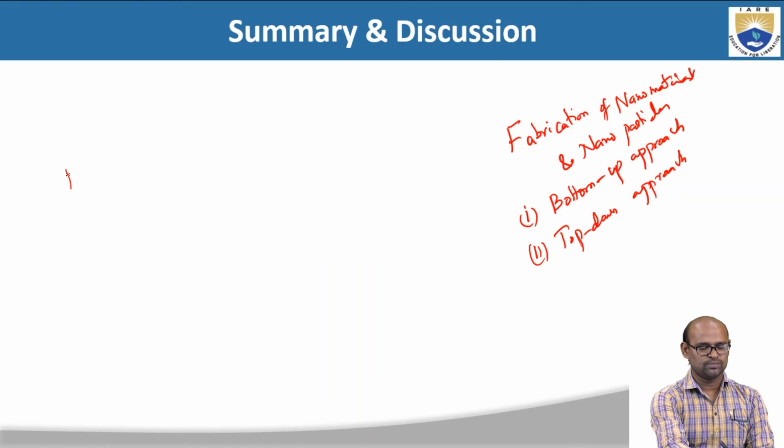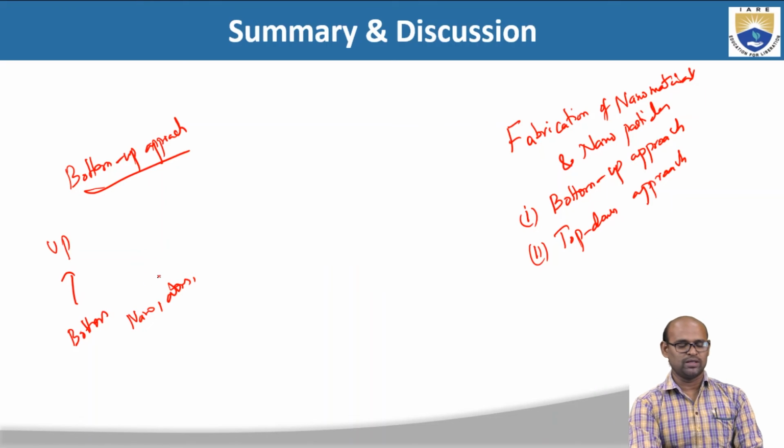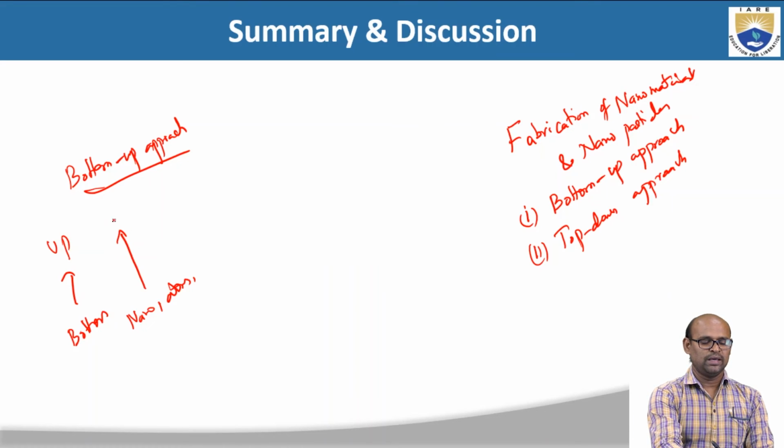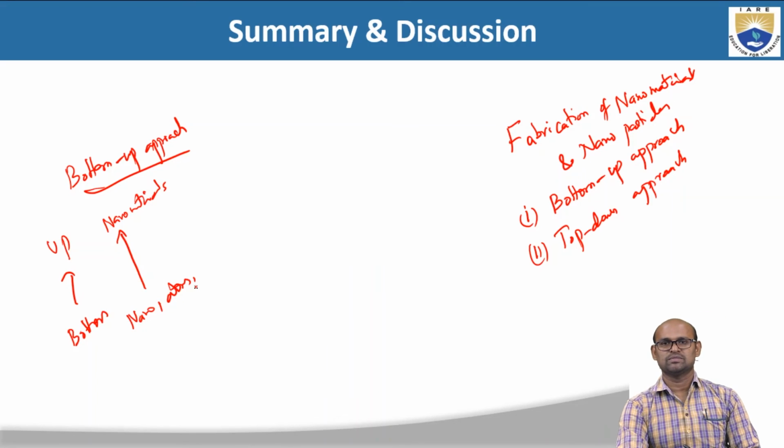In the bottom up approach, we are going from bottom to up. We are going from nanoparticles or atoms or molecules, and we group many atoms or many molecules together to form a nanomaterial, or a complex assembly or material, using these nanoparticles, atoms or molecules.